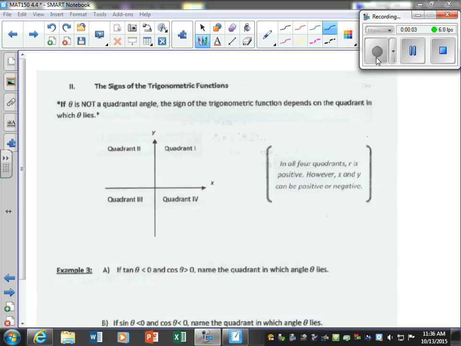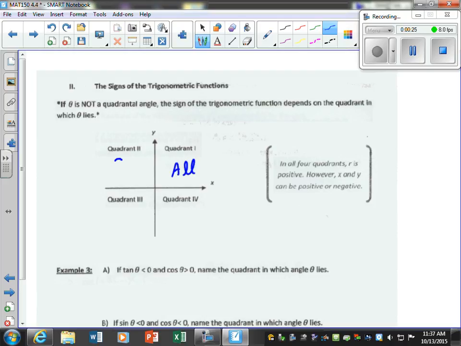Okay, the next thing we're going to do is emphasize the signs of the trig functions as they're relevant in each quadrant. We actually mentioned this when we did the unit circle, I think it was in section 4.2, but we're going to revisit it. In quadrant 1, all 6 trig functions are positive. So we're talking about where they are positive.